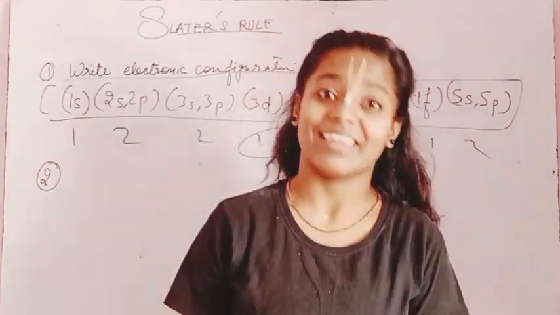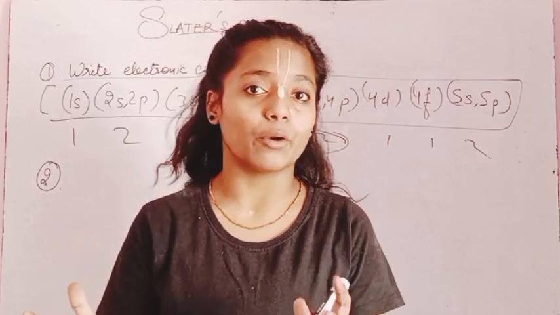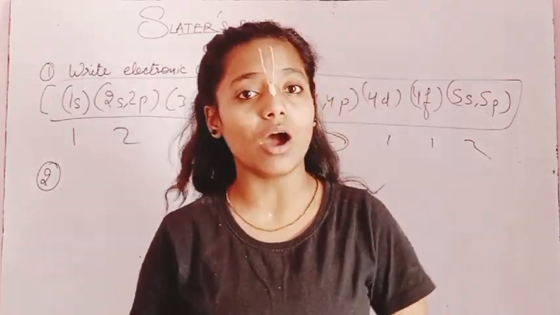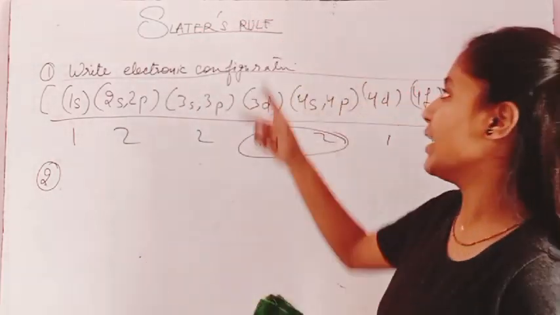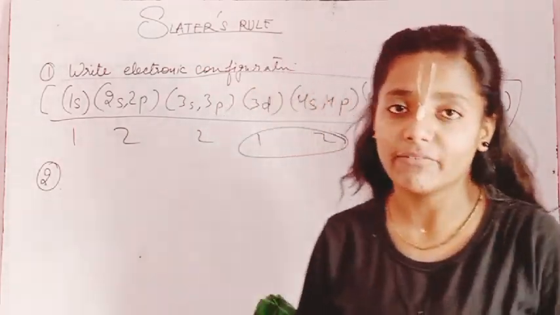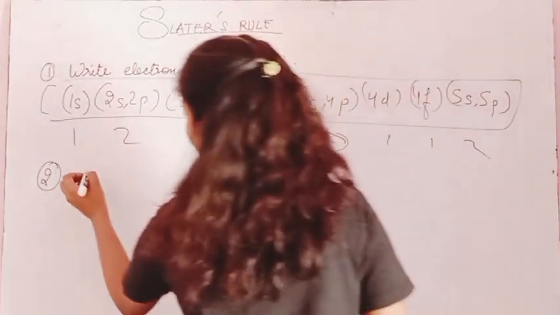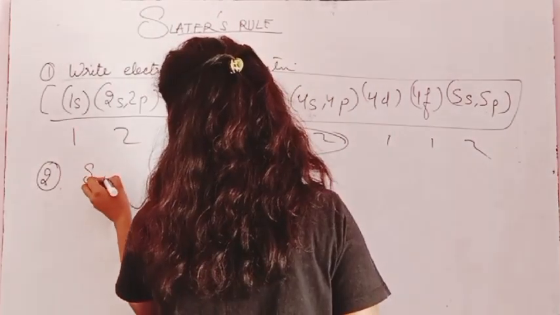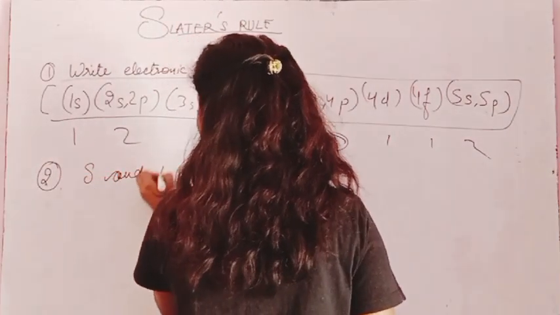Now, the second step is totally different for the S and P and the D and F blocks. We are going to have two conditions for the Slater rule, one for S and P, and a different one for D and F. So in this particular case, let's discuss S and P first.